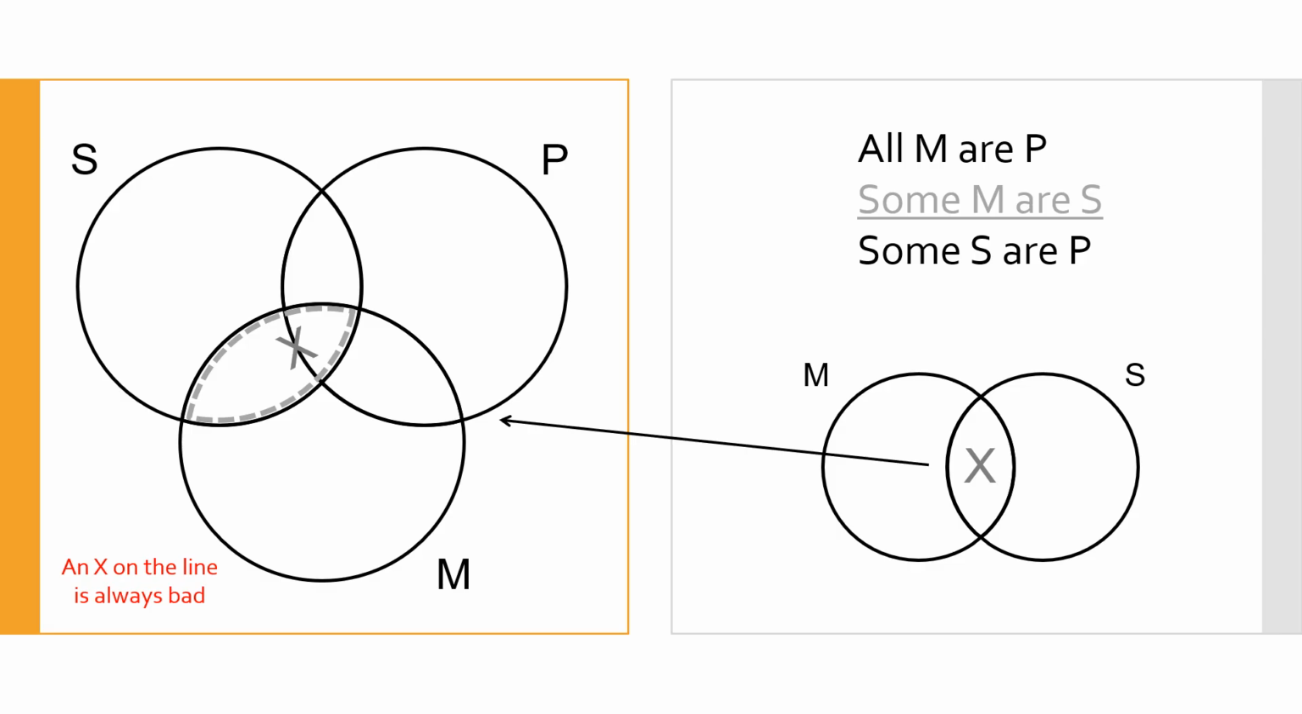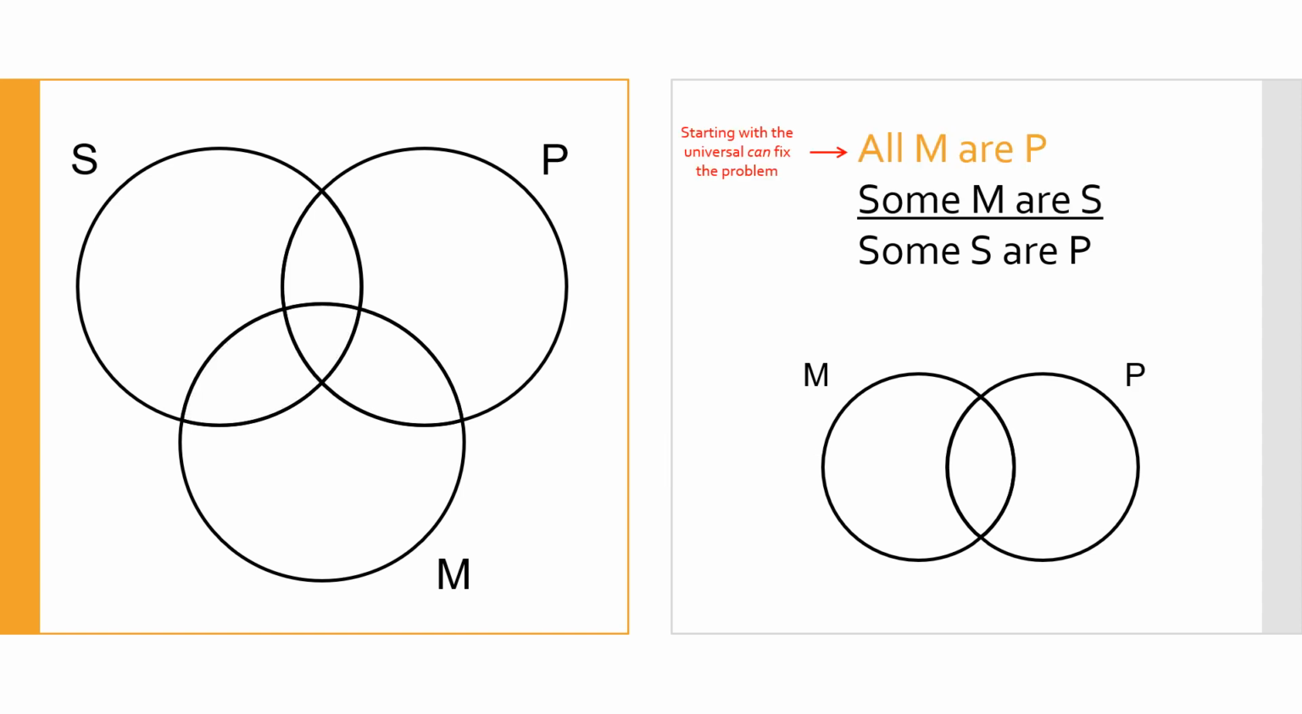And for what it's worth, if you ever end up putting an X on the line, this is a bad thing. It cannot be a valid argument in any case. So this is actually something that is going to be problematic for you. Now, we can sometimes at least fix this problem of the ambiguity of where that particular term goes by simply starting with the universal. And we'll see in this particular instance, the universal is going to actually solve for us where that X term has to go.